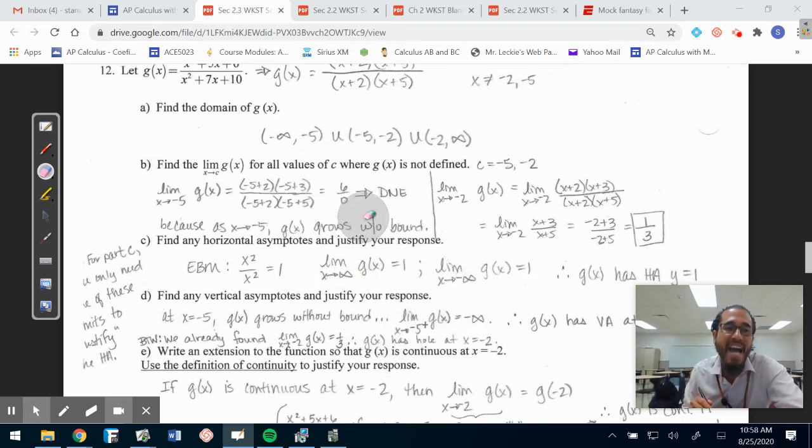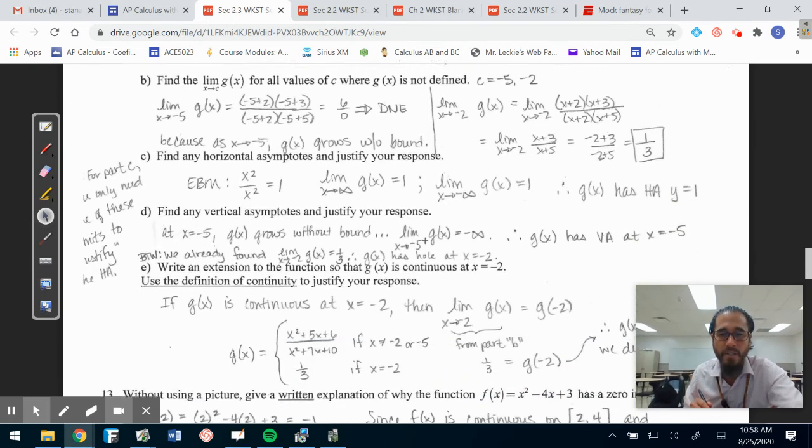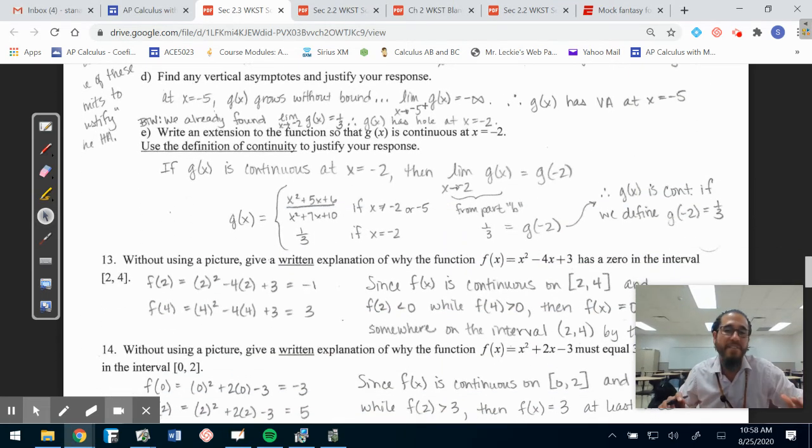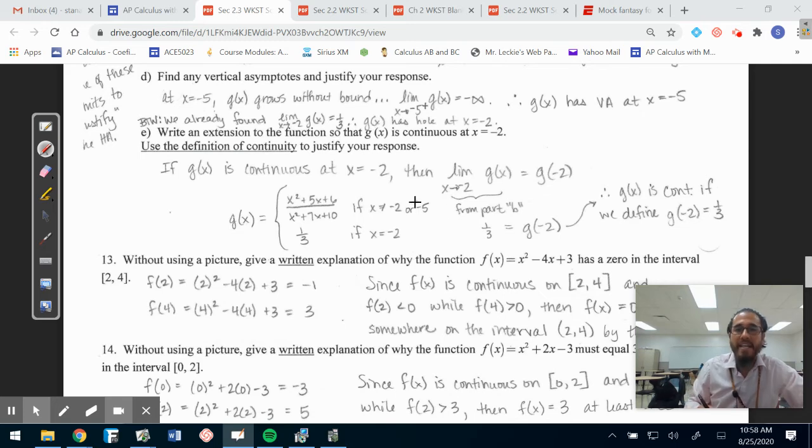Remember, you cannot fix a jump discontinuity. You cannot fix an infinite discontinuity or a vertical asymptote. So the only thing that I am able to fix is this guy, right? How do I fix that guy? Well, we did it earlier, remember? We did the limit, and the limit equaled 1/3, so we fixed that.